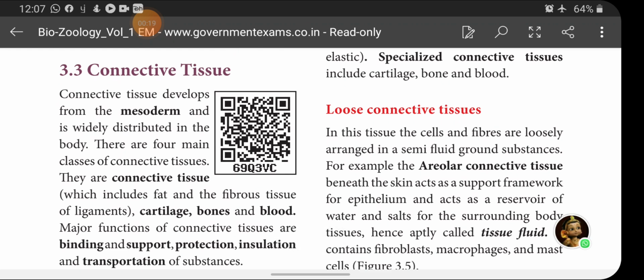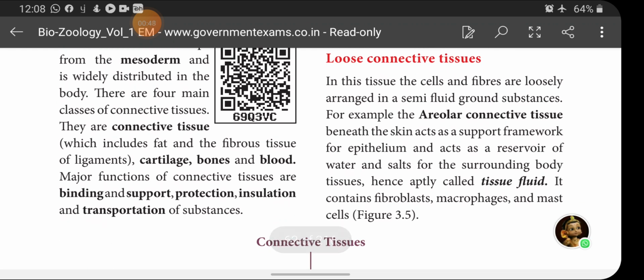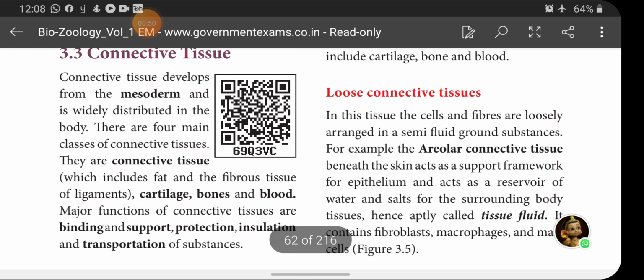Connective tissue develops from mesoderm and is widely distributed in the body. There are four main classes of connective tissues. They are connective tissue proper, which includes fat and the fibrous tissue of ligaments. Next, cartilage, bones and blood. So there are four types of connective tissues present in our body. Major functions of connective tissues are binding and support, protection, insulation and transportation of substances. These are the main functions of connective tissue.